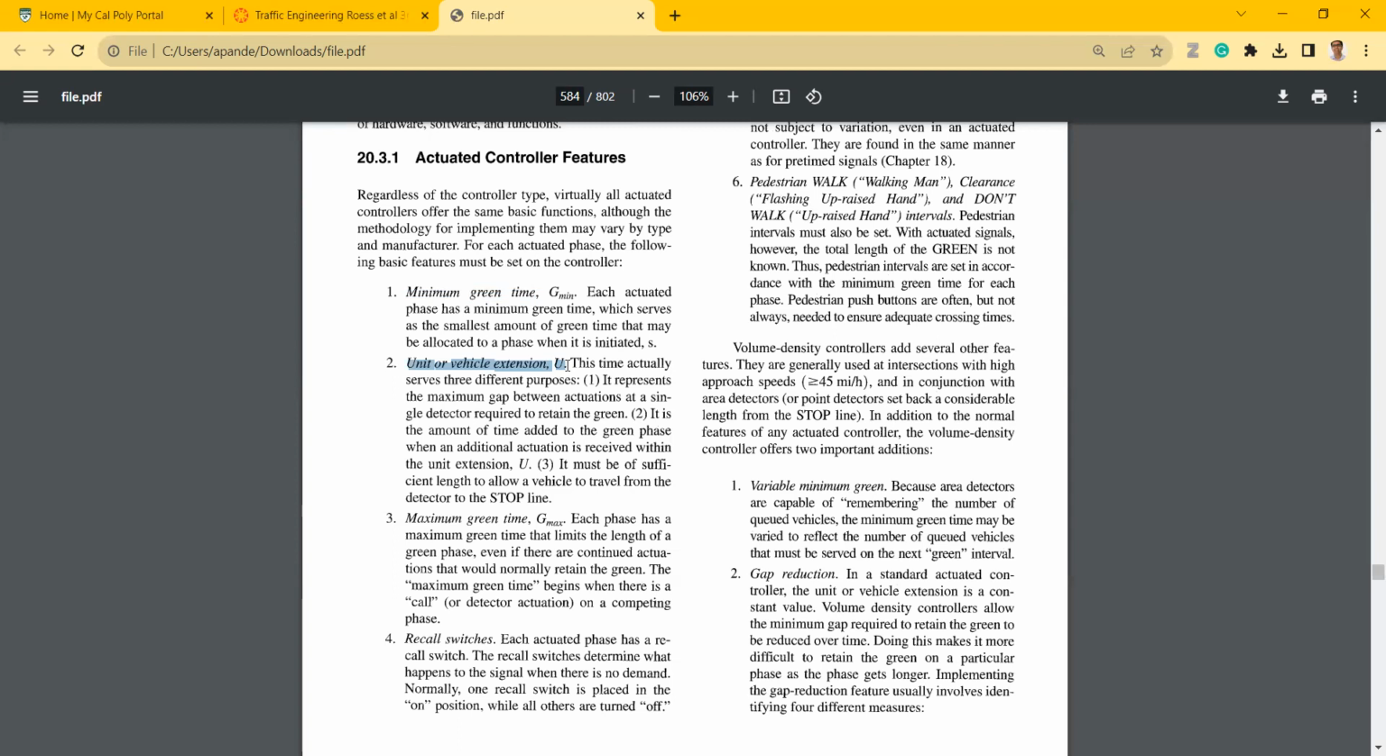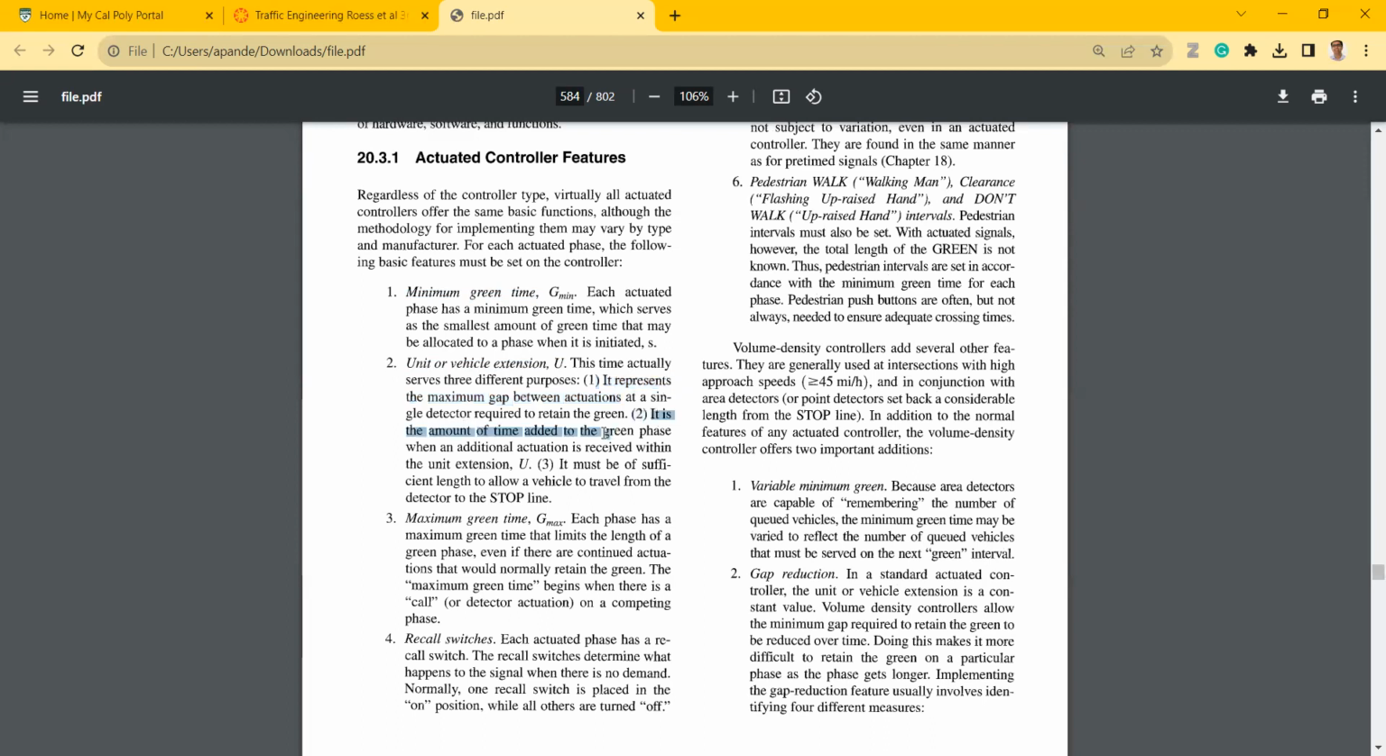A unit extension has three purposes. It represents the maximum gap between actuations. Actuation means a detection of a vehicle that leads to the green signal. It represents the maximum gap between actuations as the single detector required to retain the green. What does that mean? The detectors get actuated by a vehicle passing over them, or if you have camera-based detection, if a vehicle appears in frame. If a vehicle appears in frame, it leaves the frame, and the next vehicle doesn't appear in the frame until the unit extension has passed, that means the detector thinks there is not enough demand coming in. It's time to turn that signal approach yellow. So that's what it does.